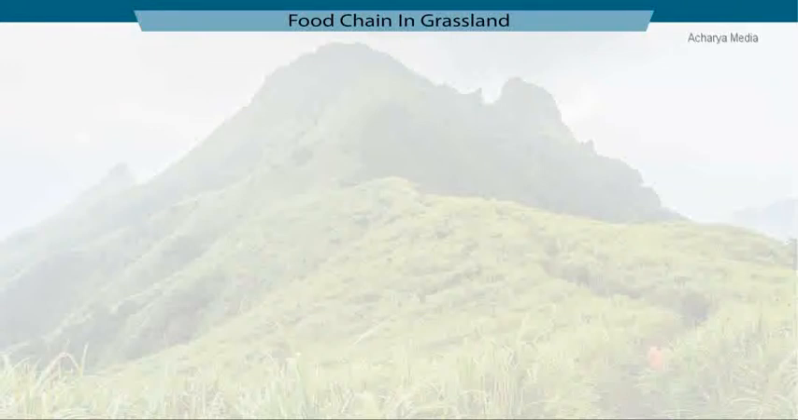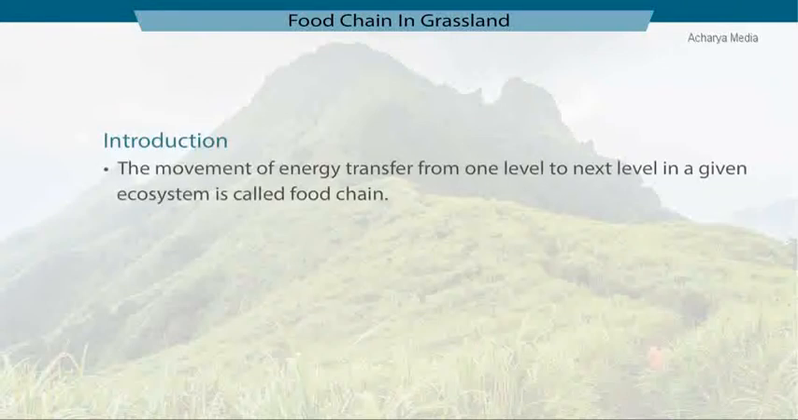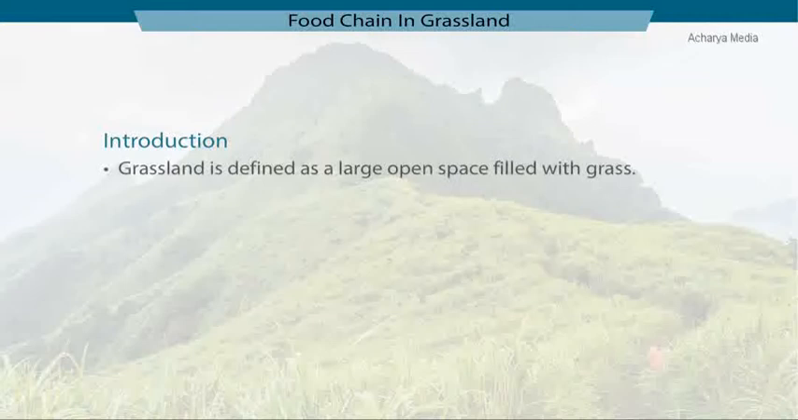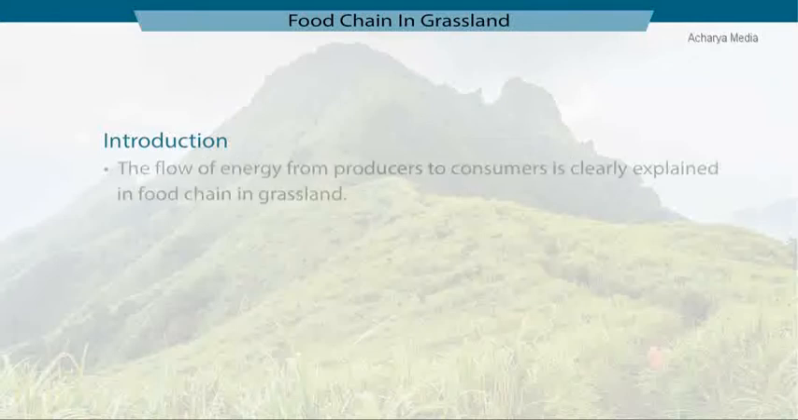Food chain in grasslands. The movement of energy transfer from one level to the next level in a given ecosystem is called the food chain. It shows how different living organisms are dependent on other species in an ecosystem for their food requirements. A grassland is defined as a large open space filled with grass. A grassland ecosystem mainly hosts grazing animals and herds. The flow of energy from producers to consumers is clearly explained in the food chain in the grasslands.